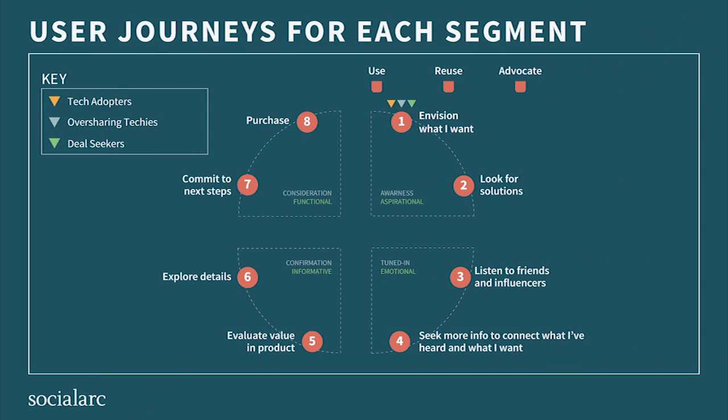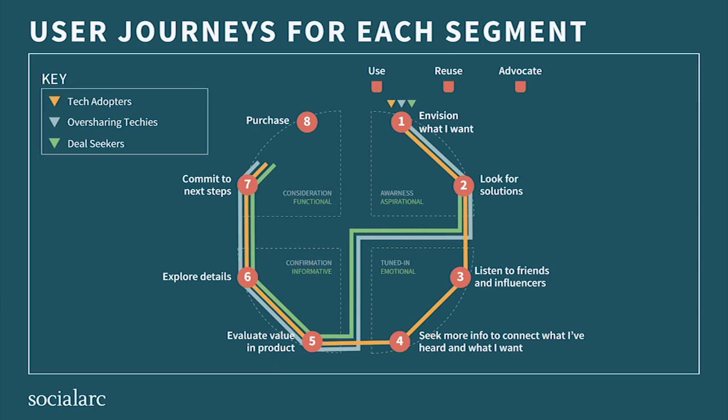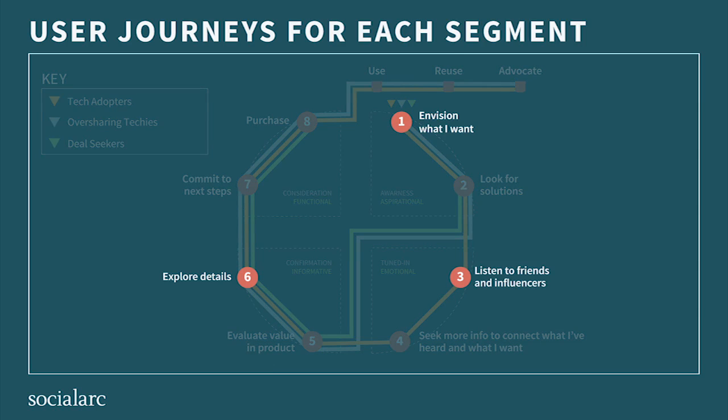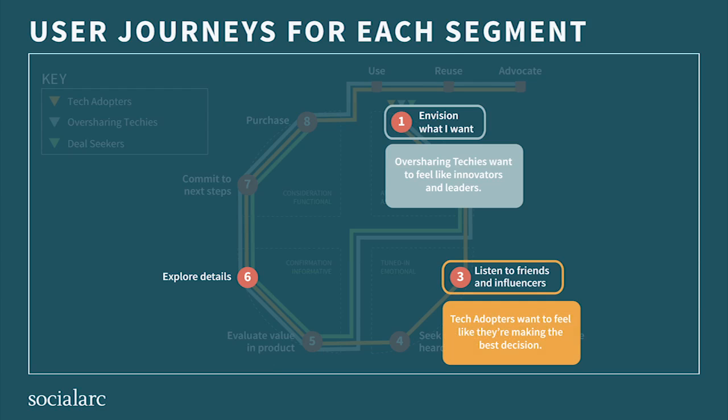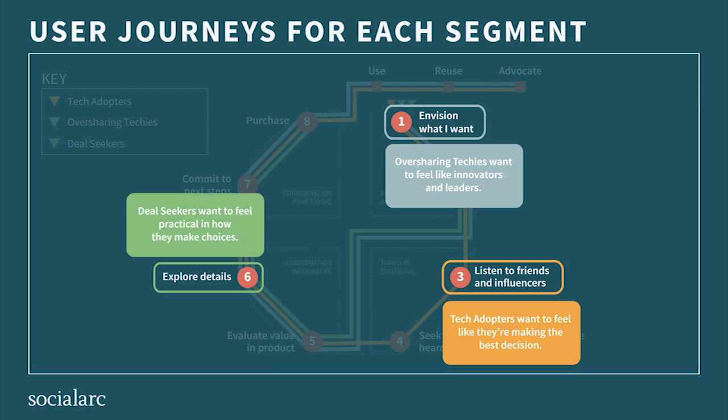One grounding element is mapping a user journey for each segment. The journeys all look different depending on the segment characteristics. Our oversharing techies take a very different path than our deal seekers. Since the journeys are different, the key lifecycle engagement opportunities are also different. For each audience segment profile, we develop the key messaging touchpoints, and because we know a lot about each segment from our data insights work, we can identify the most important emotional and rational levers in that journey.